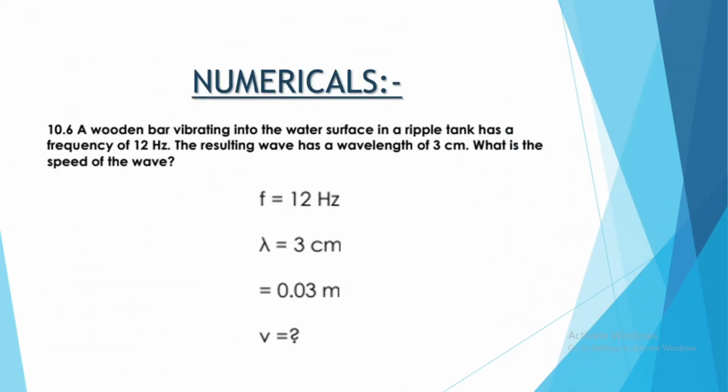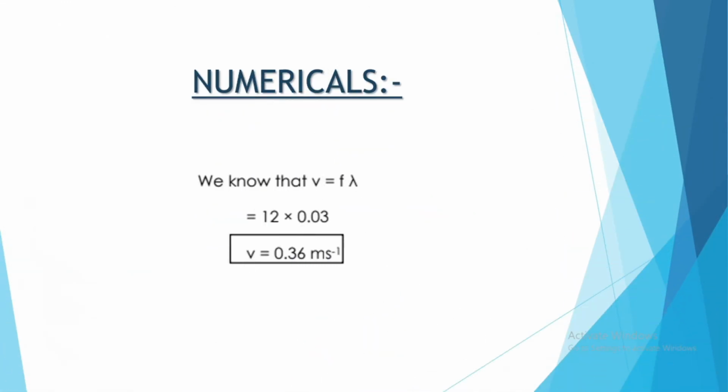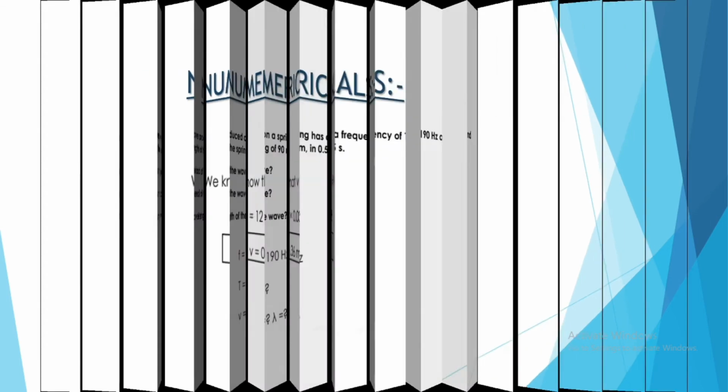Next numerical is 10.6. A wooden bar vibrating into the water surface in a ripple tank has a frequency of 12 Hz. The resulting wave has a wavelength of 3 cm. What is the speed of the wave? If f is equal to 12 Hz, lambda is 3 cm, which is equal to 0.03 meters, and the speed is unknown. We'll use the same formula. V is equal to f lambda. So 12 into 0.03, which is equal to 0.36 meter per second.